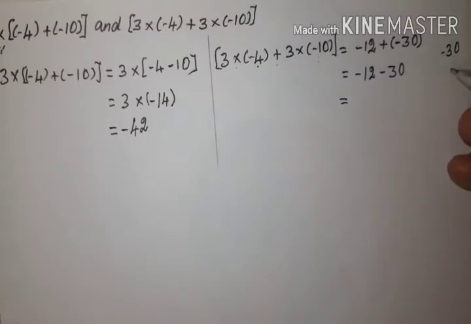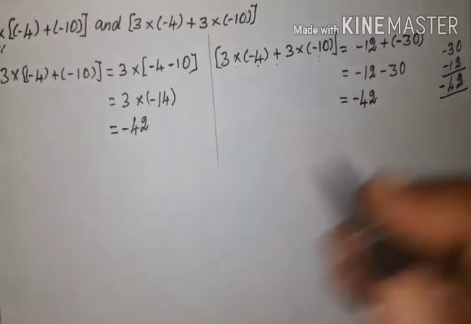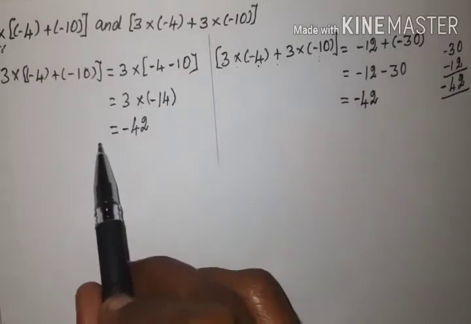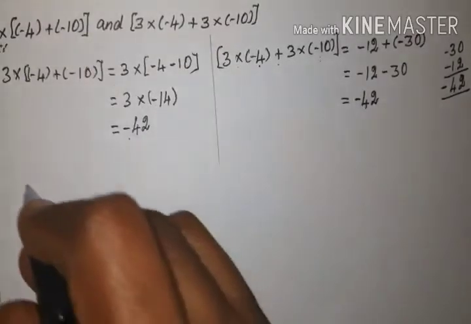Minus 30, minus 12. 0 plus 2, 2. 3 plus 1, 4. Same sign, right? Minus 42. Here, two answers are equal. Minus 42, minus 42. Therefore, answer is right.